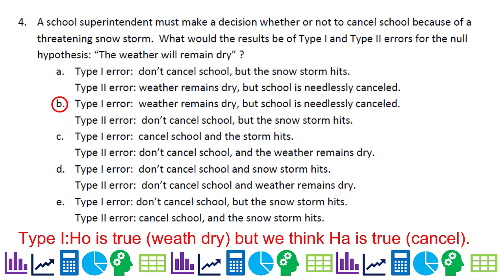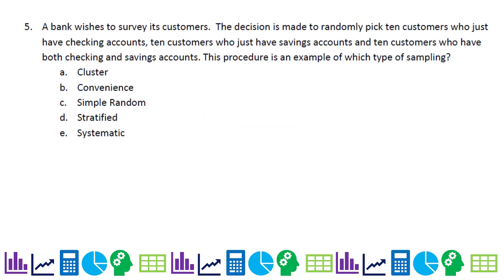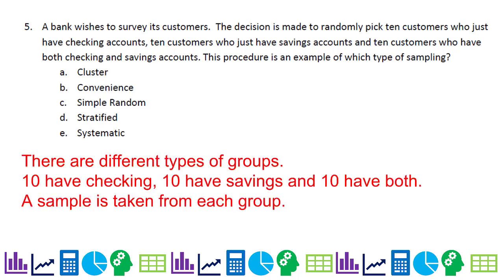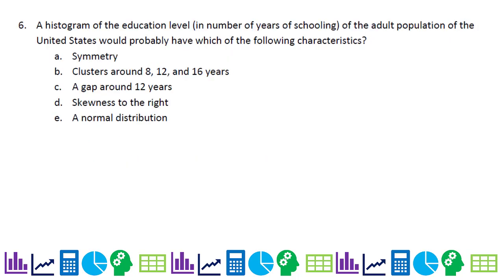B. Number 5. A bank wishes to survey its customers. A decision is made to randomly pick 10 customers who just have checking accounts, 10 who have savings accounts, and 10 who have both checking and savings. This procedure is an example of what type of sampling? Well, these are different types of groups. So we're taking a sample from each group. This is called stratified sampling.